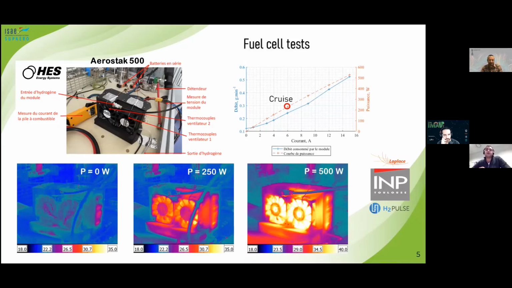With our partner laboratory here in Toulouse, we have conducted some performance tests and endurance tests. You can see the graph where we have determined, for example, on the left, the fuel consumption as a function of the load of the fuel cell and also the power of the fuel cell. This is helping us in the design phase of the aircraft. You can see here some thermal images as well. One of the main products of the fuel cell is the heat generated, so you can see how the fuel cell is heating up depending on the power required from the fuel cell.